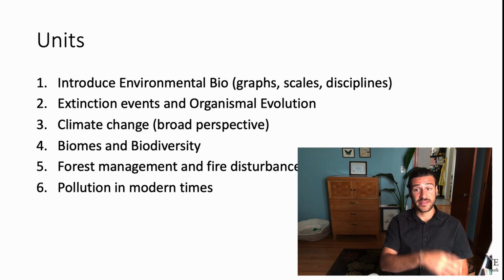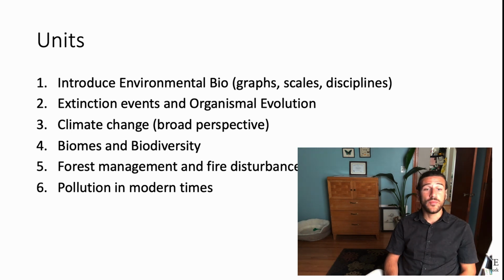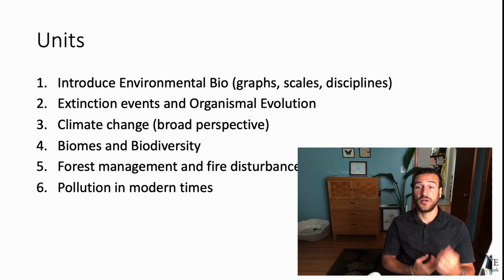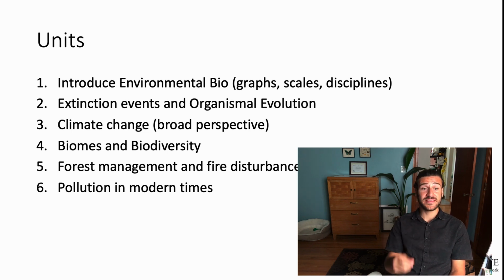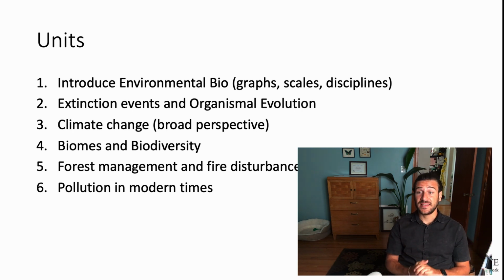So the units that I'm going to teach separate from the book are Unit 1, I'm going to introduce environmental biology. We're going to learn about graphs, we're going to learn about scales, we're going to learn about different disciplines. Extinction events and organism evolution is Unit 2. I love Unit 2. So right now we are actually in the 6th major extinction event known as the Anthropocene. Anthrop is the prefix for humans. Like anthropology is the study of humans.